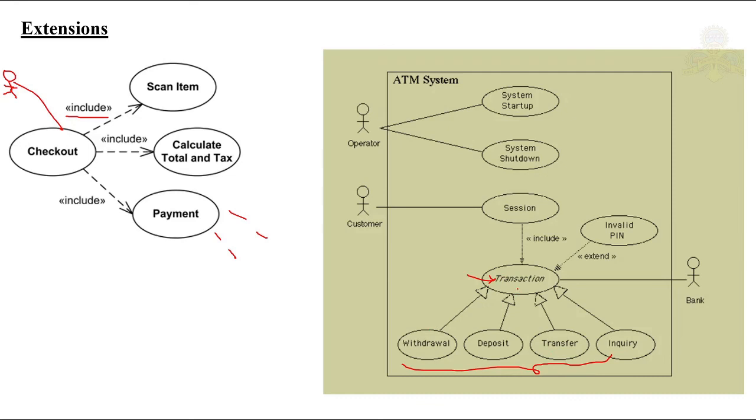Apart from that, we have the extend scenario as well. This extend scenario is nothing but your failure conditions. Like whenever you enter a wrong pin, what should happen? So this is the use case, and like include, you write it with a dashed line, and you have the word extend there. Okay, hope you got how to draw a use case and what these include, extend, and generalization are.